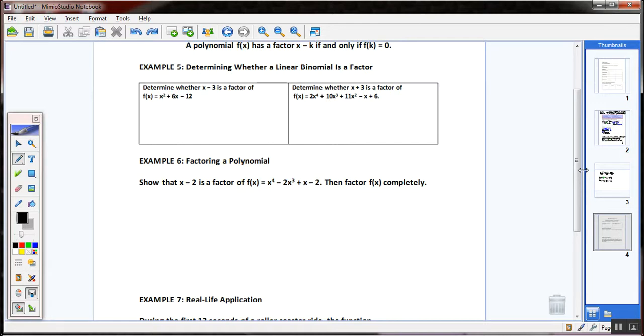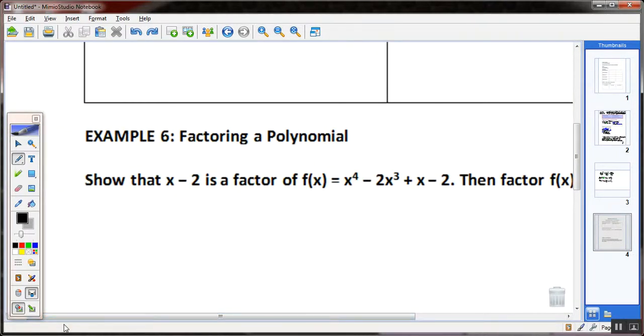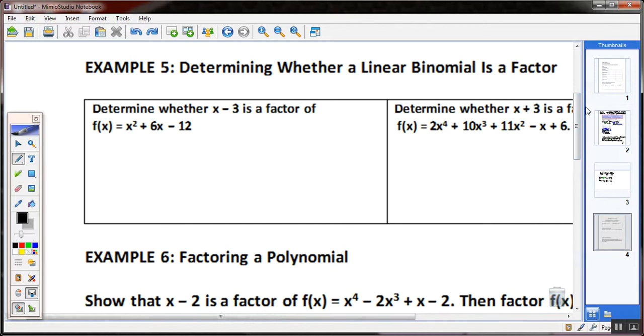In order to know if something is a factor of something in terms of polynomials, in other words, is x minus 3 a factor of x squared plus 6x minus 12, we need to use synthetic division to show that the remainder is 0. In this first example, they ask, is x minus 3 a factor of x squared plus 6x minus 12? And you're like, I don't know, but I think I can show you. Let's do this synthetically.